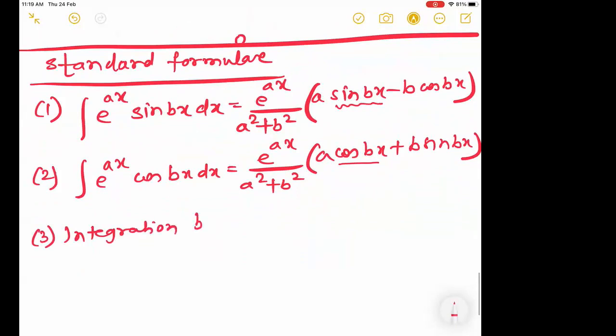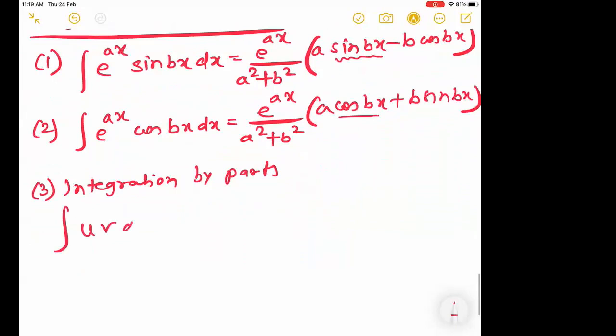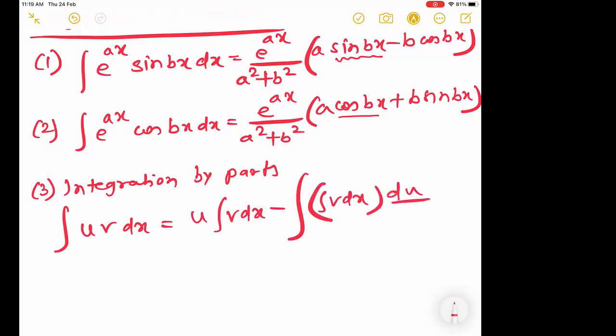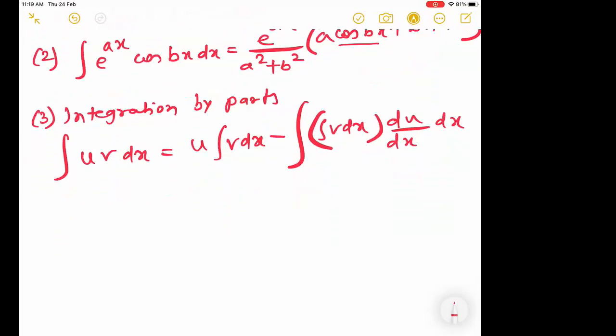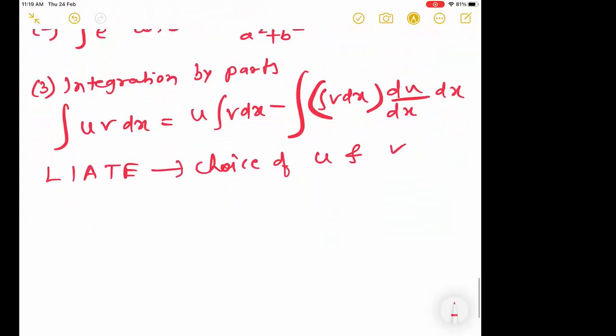Then the integration by parts formula is many times required. So the integration by parts procedure, that is integral of u v dx is equal to the first function u into the integral of v dx, minus under the integral sign, this integral of v dx term multiplied by the differentiation of u with respect to x. And the choice of u or v is up to this LIATE.